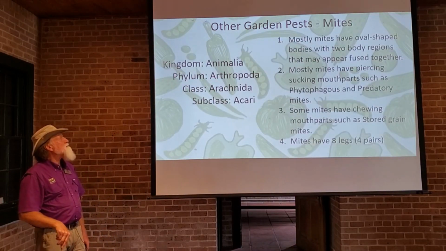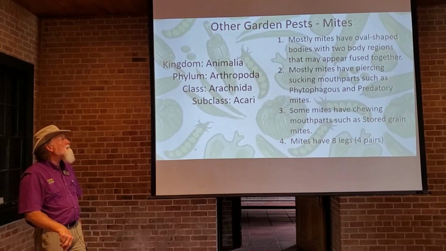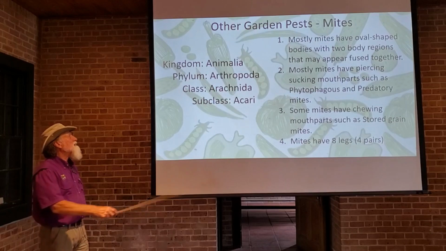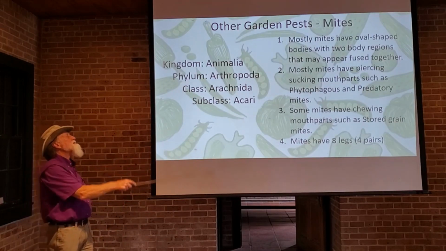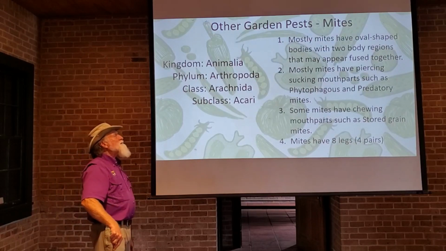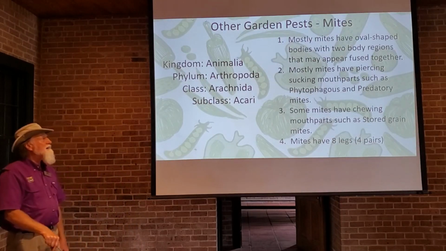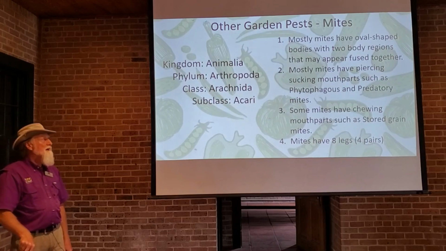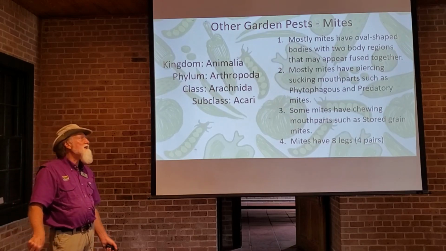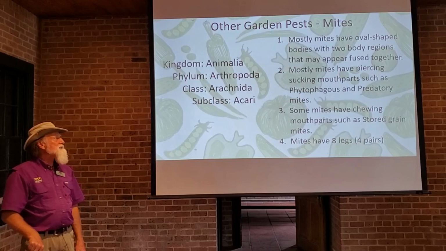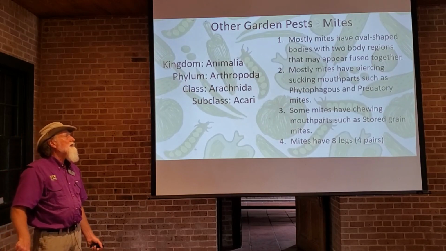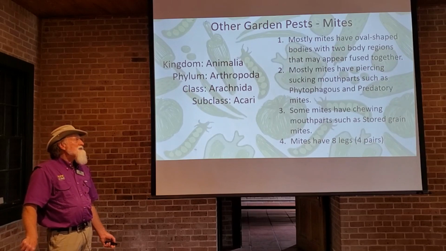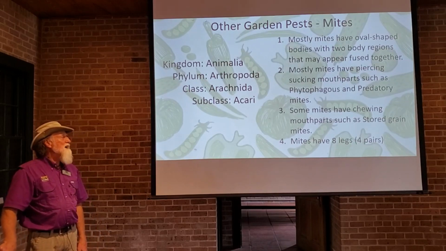Some other garden pests are the mites. They're related to spiders and ticks. They're arachnids in the Arachnida class. They're still arthropods. And most mites have an oval-shaped body, and they only have two body regions that may look like they're fused together as one. Most mites have piercing, sucking mouth parts, and these are the phytophagous mites, and the predatory mites have the piercing, sucking mouth parts.